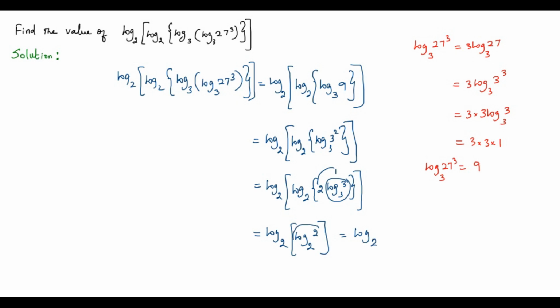Again the value of this logarithm is 1, because here the base and argument are equal. So log 1 to any base is equal to 0. So the value of the given logarithmic expression is 0.